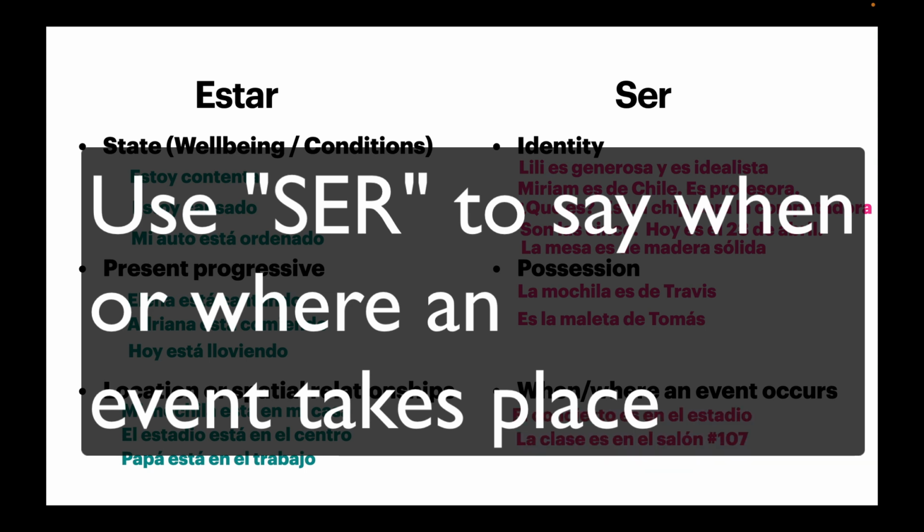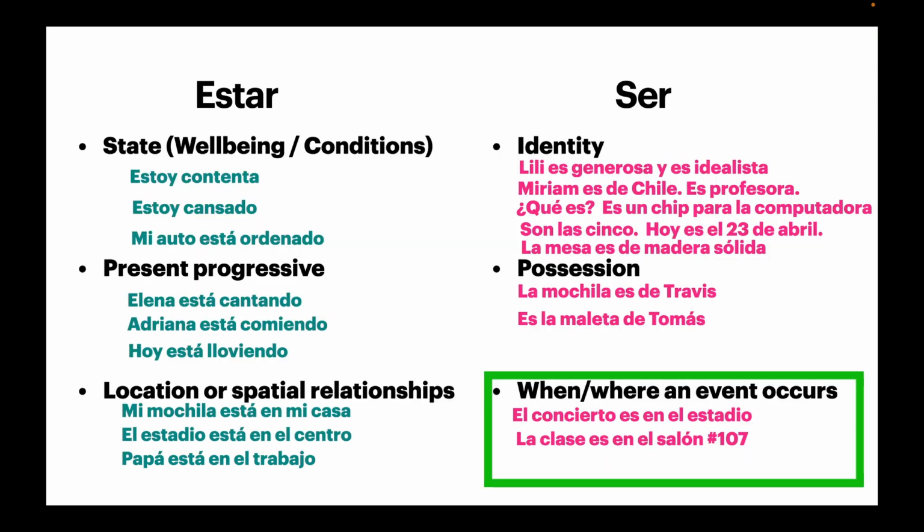But in this case, we use ser when we're talking about an event, when it occurs or where it occurs. Ejemplo, el concierto es en el estadio. Es, not está, es. We use ser. La clase, that would be the event, es en el salón 107. Is at the classroom 107.